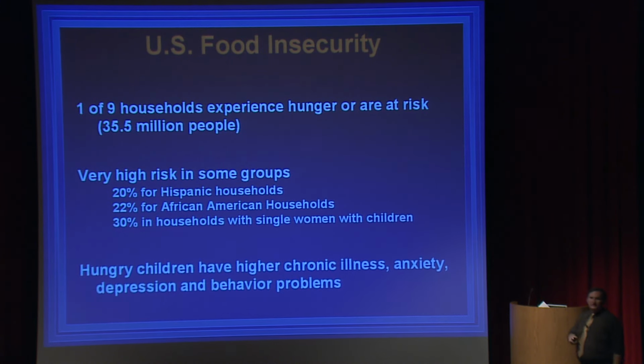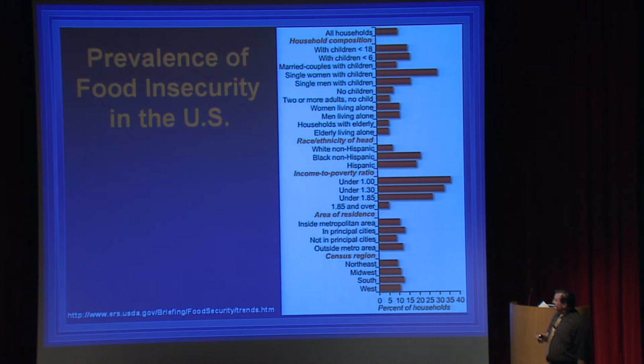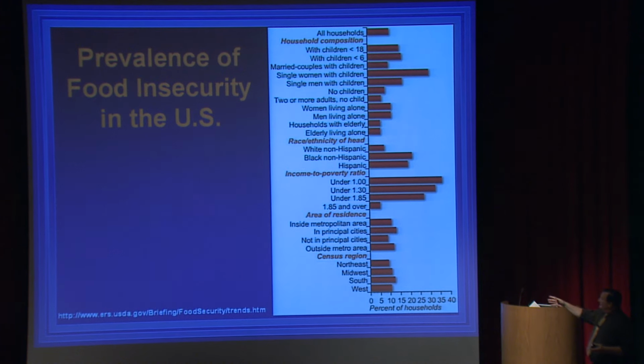And then some of these issues come up, especially with children who don't have enough nourishment to thrive. Now this graph, you can look at this at your leisure, but it shows a number of different groups and the rates of food insecurity in those particular groups. So you can see the breakdown by part of the country, by where people live, their income, their race, gender, etc. Those are all the statistics if you care to look at them.